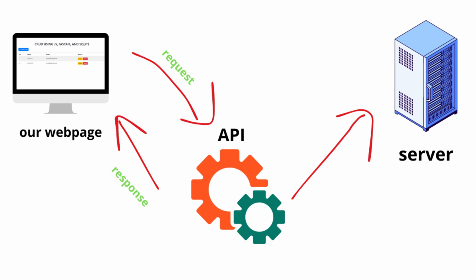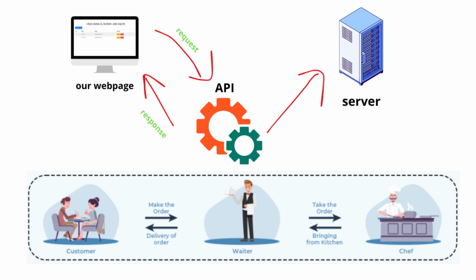Imagine you're at a restaurant. You, the client side, want to order a pizza. You tell the waiter, the API, what you want, and the waiter takes your order to the kitchen, the server. The kitchen then prepares your pizza, the data, and gives it back to the waiter, who brings it to your table.